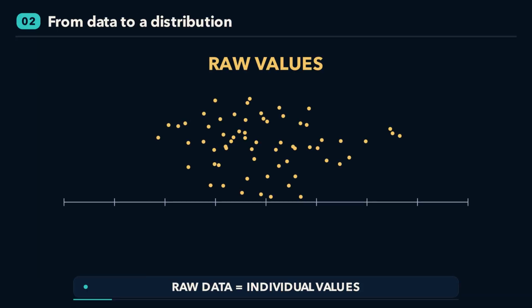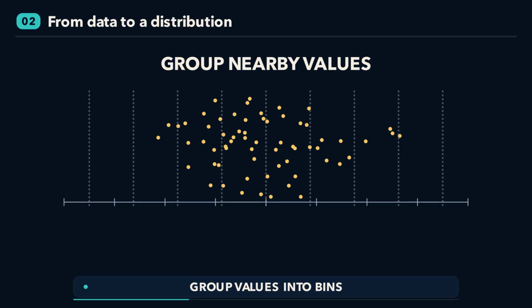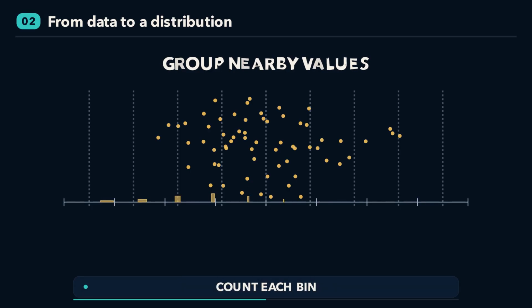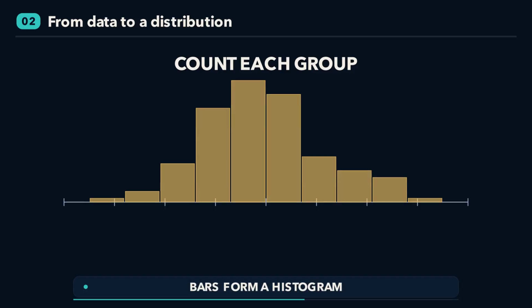Each dot is one person. A dot by itself is just a value. Now group nearby values and count how many land in each group. The bars form a histogram. With more people and narrower groups, the outline becomes smoother. The smooth curve is not floating above the data as decoration. It is a compact description of where values tend to concentrate.